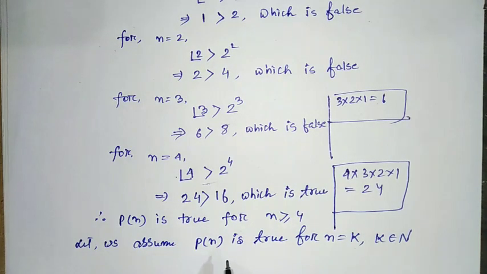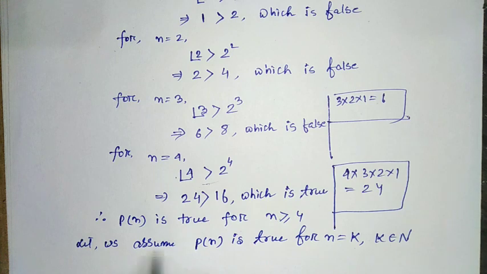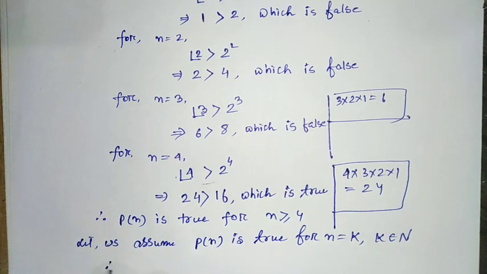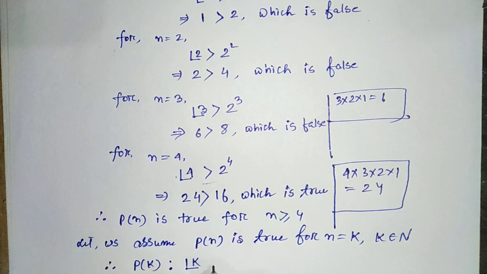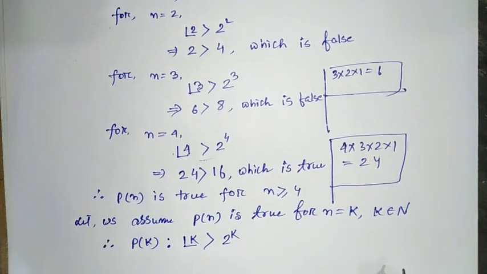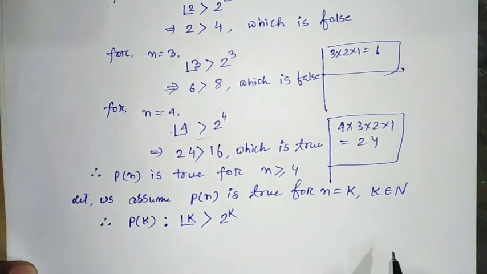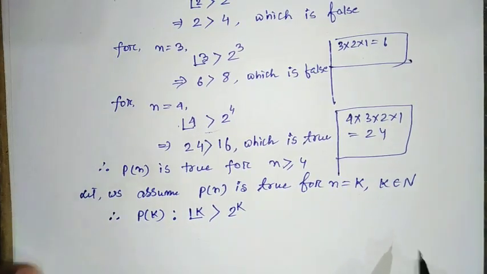Now see, when Pk is true, we have to write, therefore Pk is: factorial k is greater than 2 to the power k. As Pk is true, it will be like that.